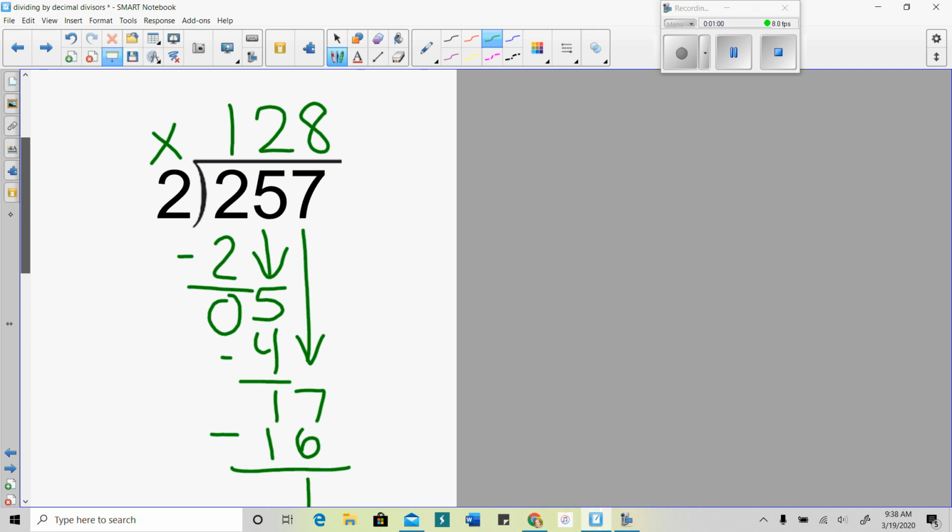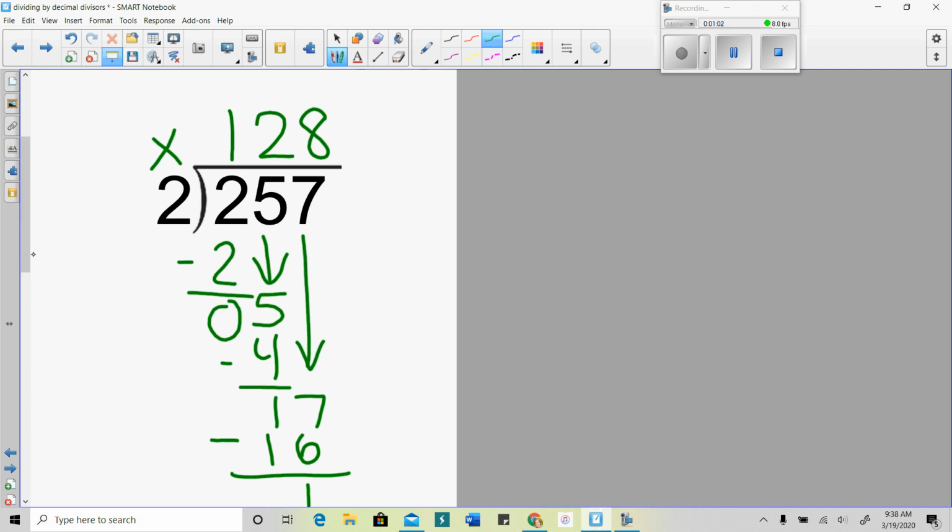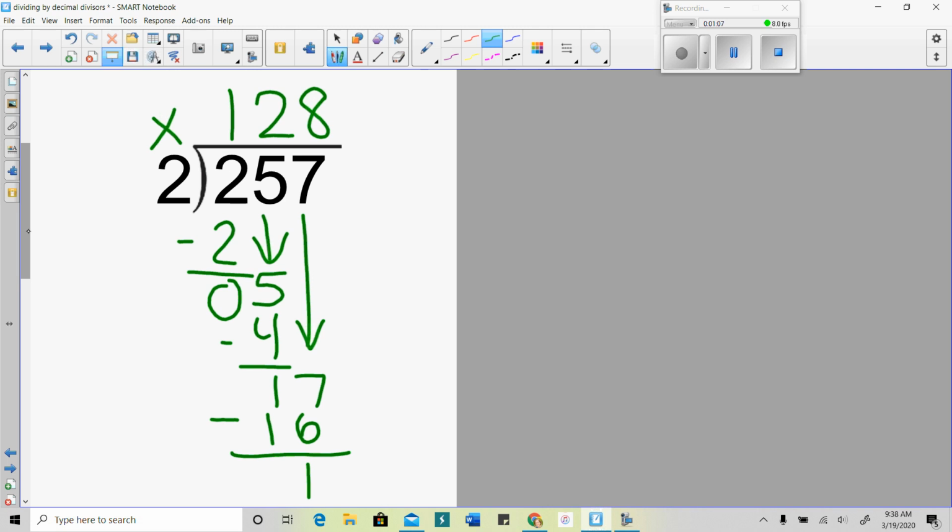So let's say, for example, this was money. And I had $1 left over, and I wanted to split that dollar with 2 people. Each person would get a half of the dollar, or 50 cents. So how am I going to do that with this number to actually make it a decimal?